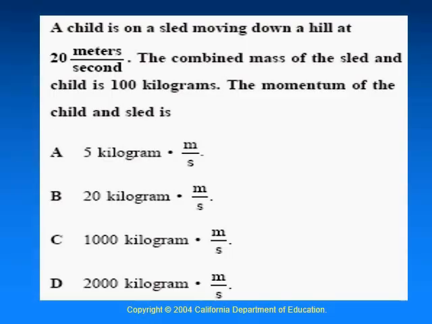Let's look at some questions. A child in a sled is moving down a hill at 20 meters per second. The combined mass of the sled and the child is about 100 kilograms. The momentum of the child in the sled, therefore, is going to be equal to which of these answers? A, B, C, or D?